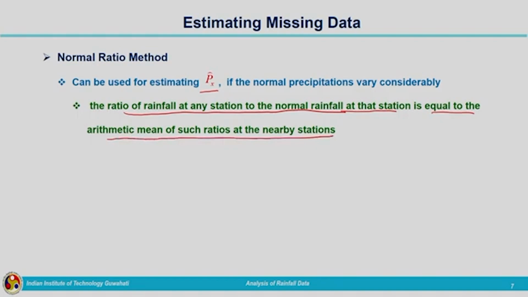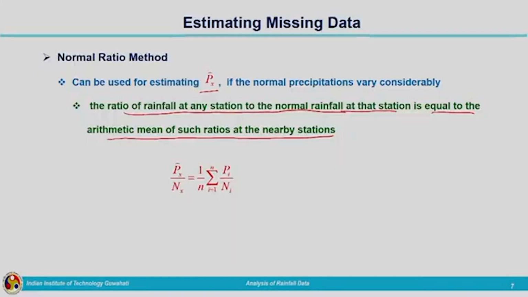One particular station has missing data recorded, with many blank spaces. Then normal rainfall data for that particular station is calculated based on the available data, and normal rainfall data from the neighboring stations is also calculated. After that, we calculate the missing data Px by using this formula: Px cap divided by Nx is equal to 1 by n, summation i equals 1 to n, of Pi divided by Ni.